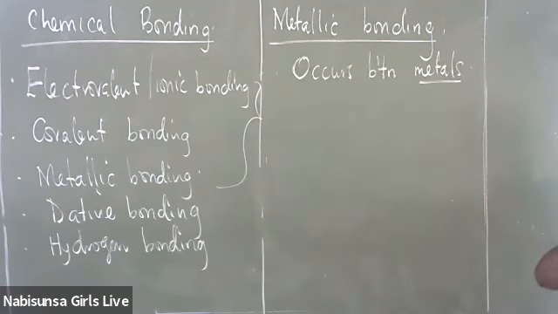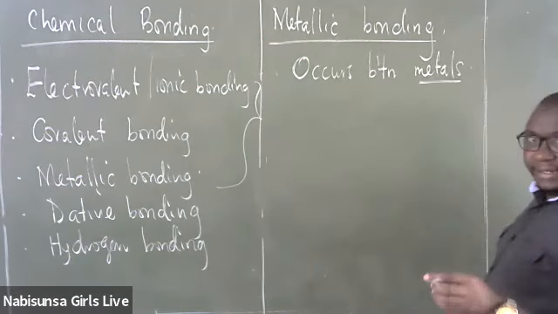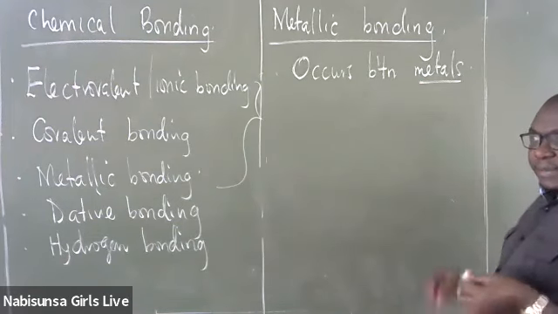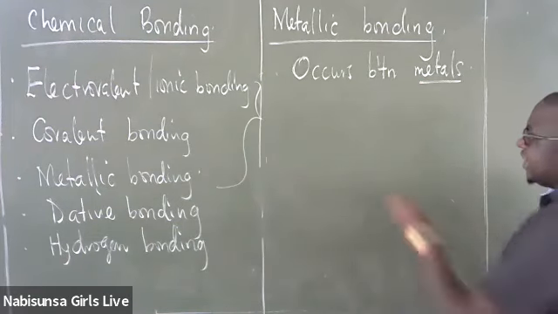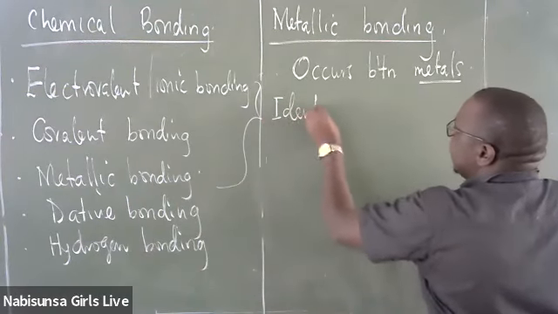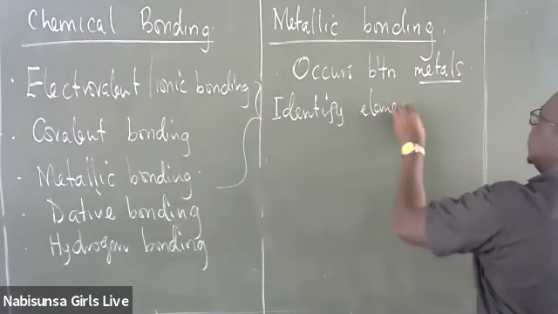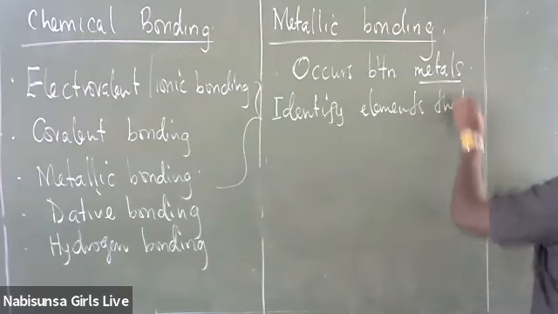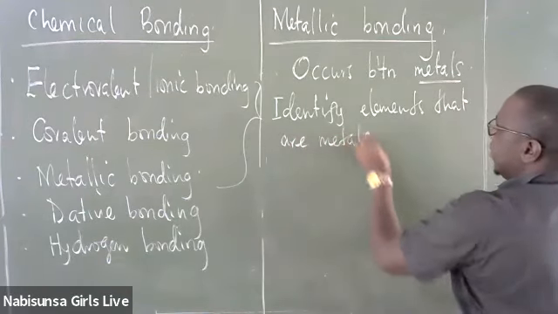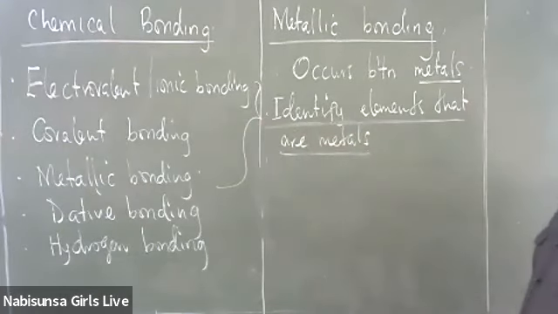Metals here, for you to know them, what simple things can you have? How do you identify elements that are metals? Can you identify them simply? How do you identify them?